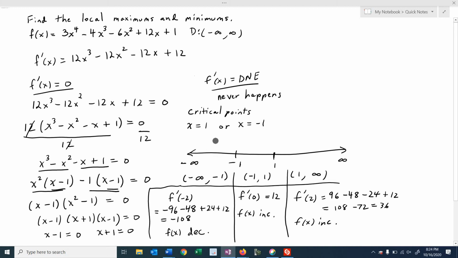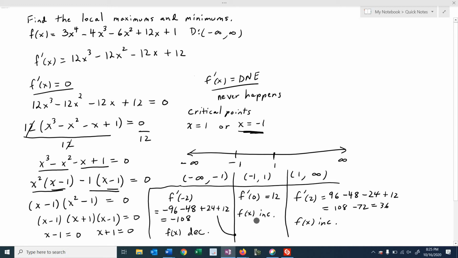Okay, so we've got 2 critical points, and we're going to try to classify them as the location of a local maximum, a local minimum, or neither. Let's start with negative 1. Looking at negative 1, the function is decreasing to the left of it, and then the derivative is 0 right at negative 1, because that's the reason we set the derivative equal to 0, and we got negative 1 and 1. So the derivative is 0 at both of these spots.